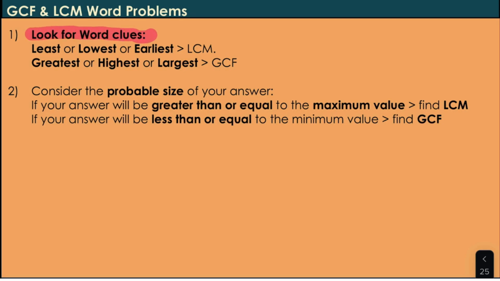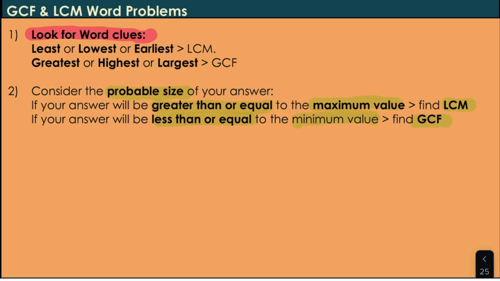If we see the words least or lowest or earliest, we are looking for the lowest common multiple. If we see greatest or highest or largest, we need to determine the greatest common factor. Secondly, we consider the probable size of your answer. If your answer will be greater than or equal to the maximum value, find the LCM. If your answer will be less than or equal to the minimum value, find the GCF.